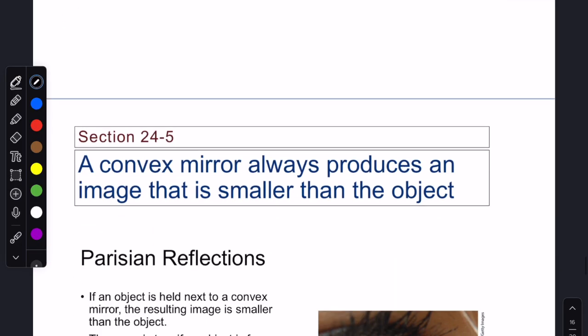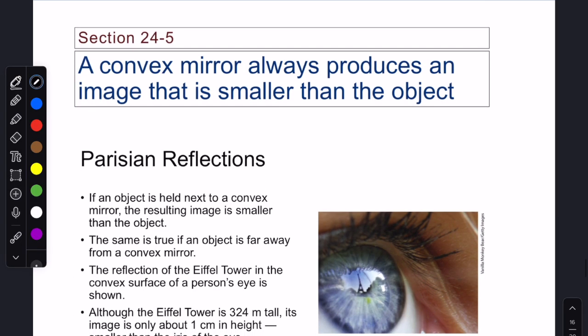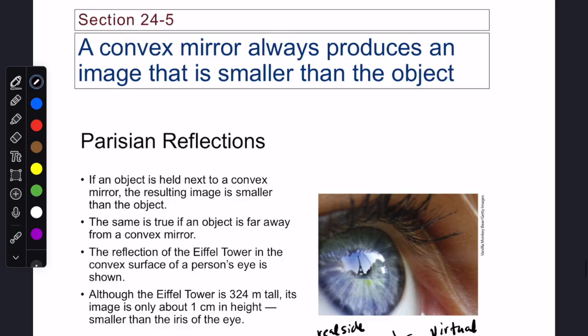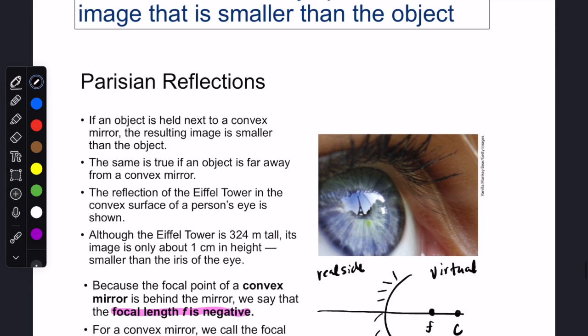So let's talk about convex mirrors. Convex mirrors, a lot simpler because there aren't as many different cases, okay? So a convex mirror always produces an image that is smaller than the object. So if an object is held next to a convex mirror, the resulting image is smaller, and this is illustrated here with this picture, right?